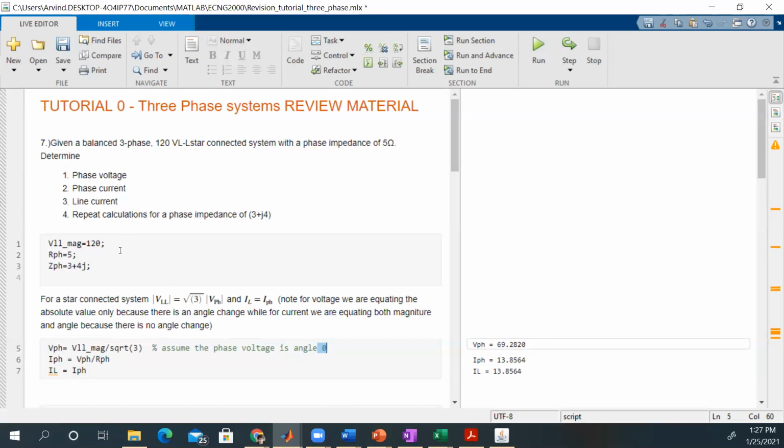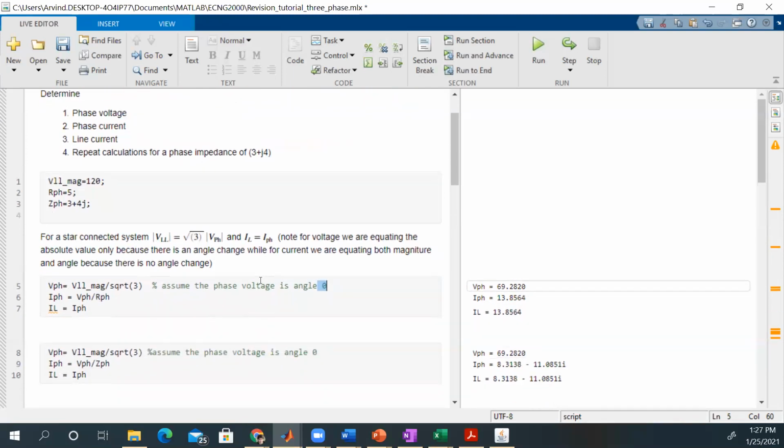So we found the phase voltage, we found the phase current, we found the line current. Now we have to repeat for 3 plus J4. Well, it's exactly the same thing, right? Except now what we're going to do is instead of R phase, we're going to have Z phase.